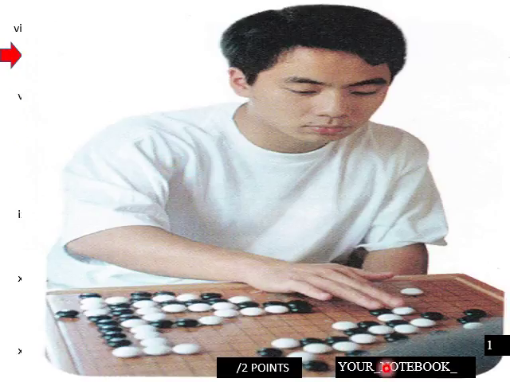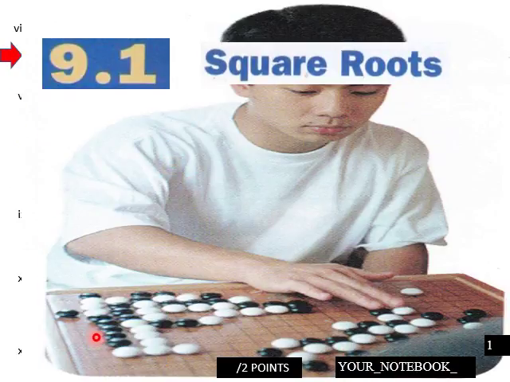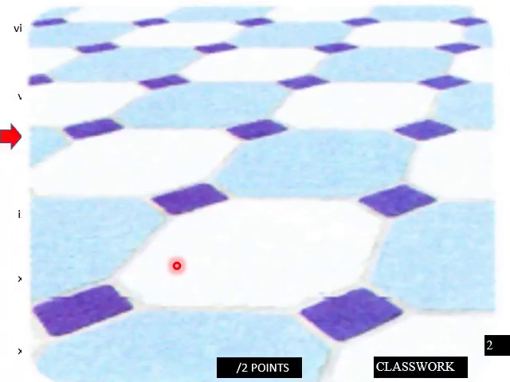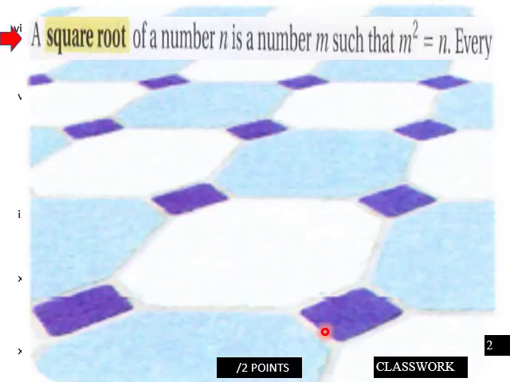This is for a student's notebook here. This is a notebook slide. Square roots. You found squares and numbers. You'll find approximate square roots and numbers. This is your class worksheet.